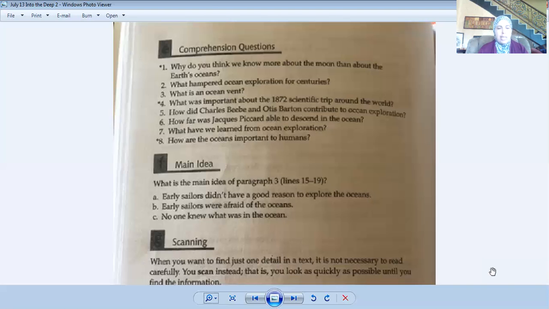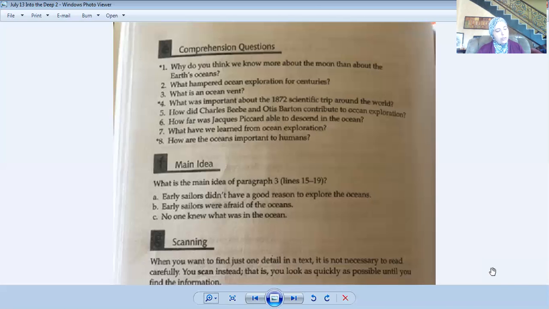Okay, so I would say the answer to this question is: early sailors didn't have a good reason to explore the oceans? Early sailors were afraid of the oceans. No one knew what was in the ocean. I would say it's B. Early sailors were afraid of the oceans.